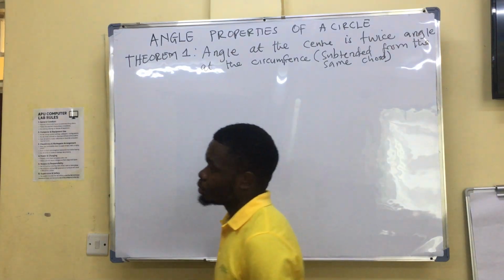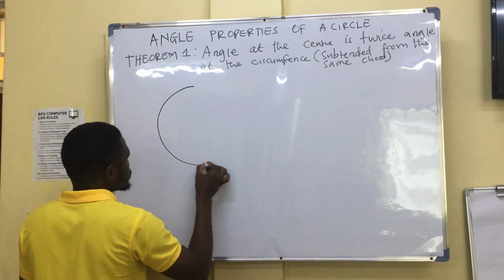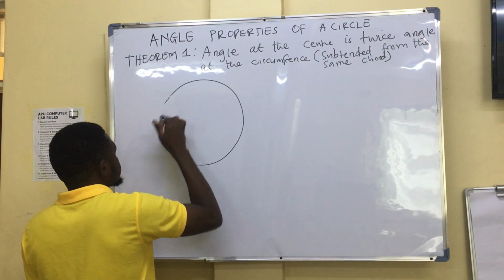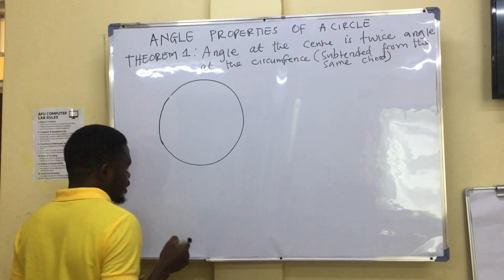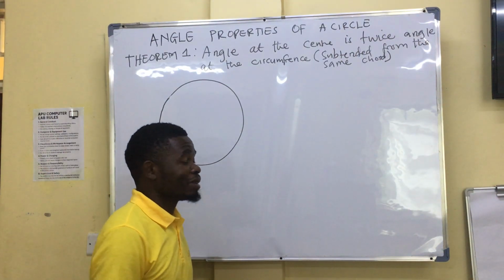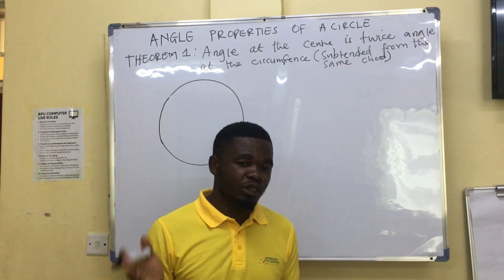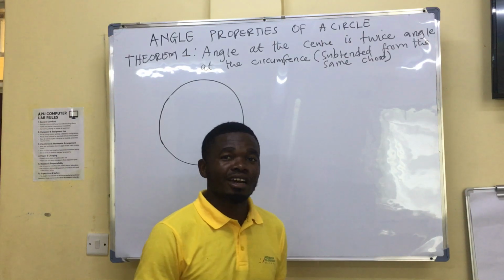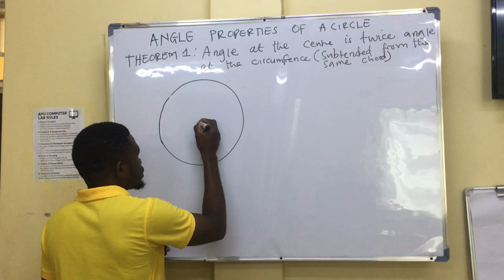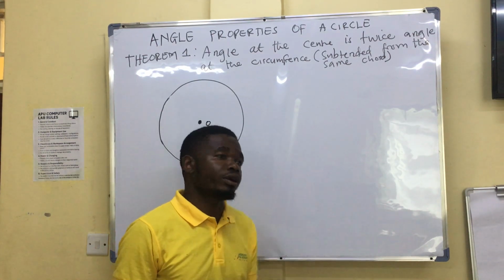Let's do this. Let me draw a circle. Remember, I'm not good at drawing, but I'll make sure my drawing and explanation are very clear. If you have a question, you can drop it in the comment section. I'll respond. I'm always online. Remember, we're supposed to have a center, so let me create a center here. Center O. Most centers are marked O.